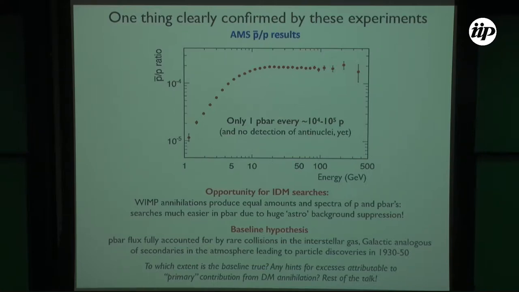Still, this provides sufficient target over very long time scales to generate secondaries, just like cosmic rays hitting the atmosphere generate secondaries, and we interpret these antiprotons as the galactic counterpart of the antiprotons of Amaldi and his group that I just showed you before. That's our idea. Is this true? Or is there room, maybe even hints here and there, for another component coming directly from WIMP annihilations in this flux? That's the topic of my talk.